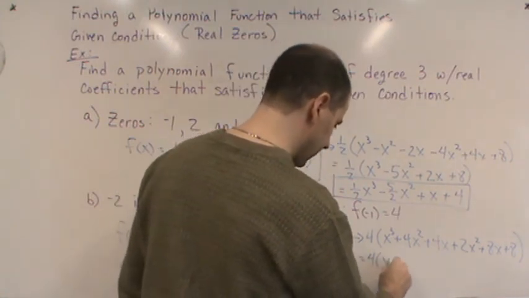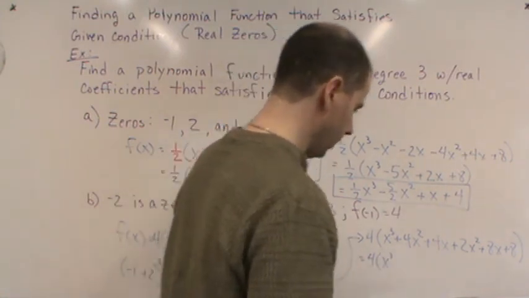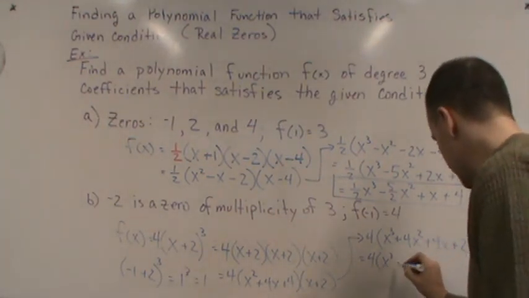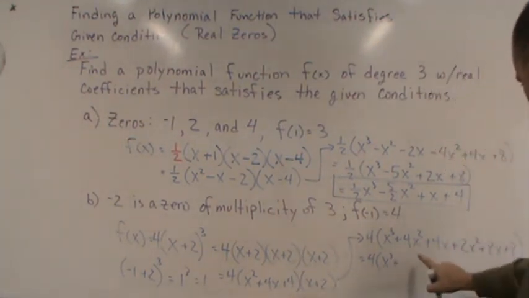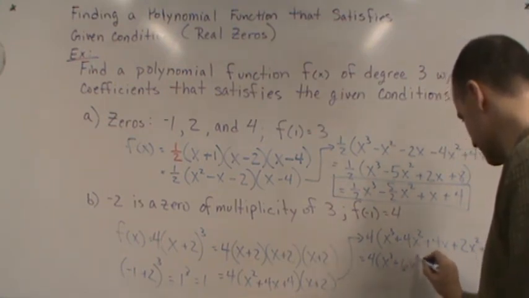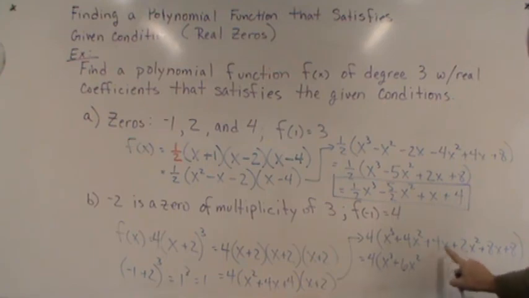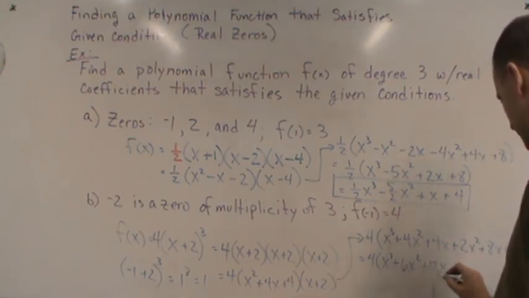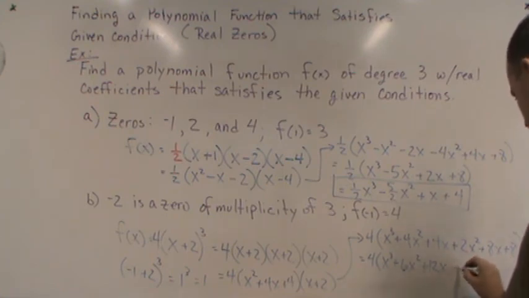And I'm going to get x cubed plus, well, I've got 4x squared and 2x squared, so this is going to give me a 6x squared. And then I have 4x and an 8x, which is going to give me 12x. And then I've got the 8.